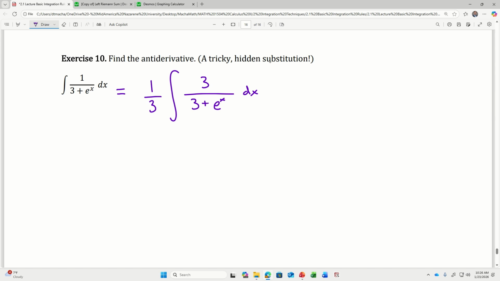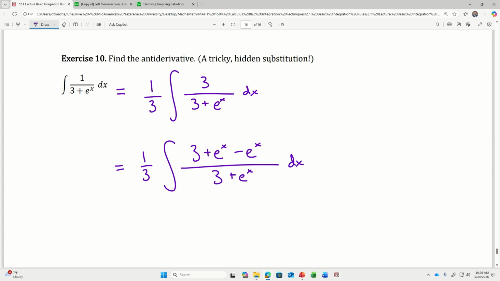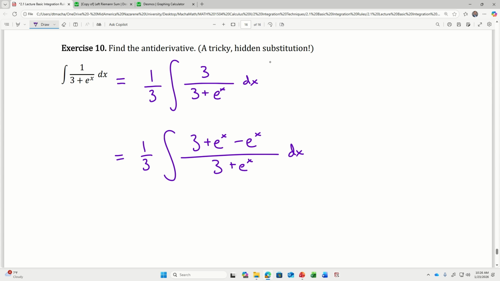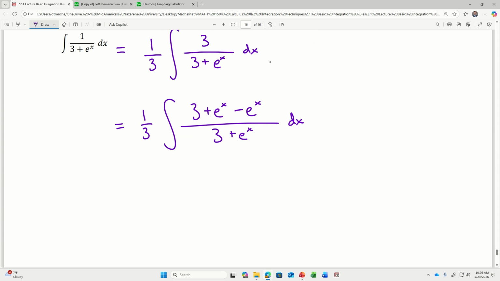The next thing I'm going to do is in the numerator, I'm going to add e to the x. And to balance that out, I'm going to subtract e to the x. And then I can separate this fraction right here at the minus sign. And what I would get for the first fraction is 3 plus e to the x divided by 3 plus e to the x, which is 1. And for the next fraction, what I would get is e to the x divided by 3 plus e to the x.